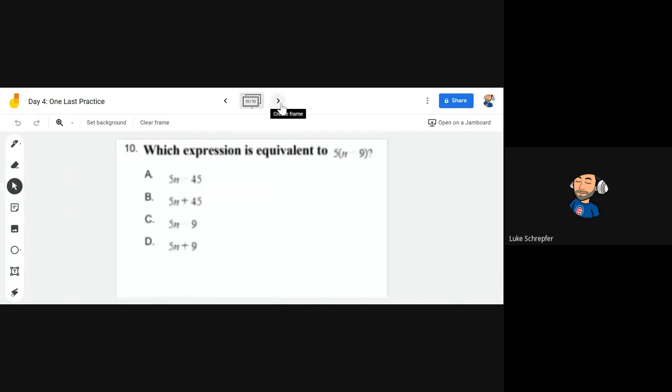Last problem. Which expression is equivalent to? I hope by now everybody's got this thing down. 5n, because it's 5 times n, minus 5 times 9, which is 45. Minus sign drops down, and there's the answer.